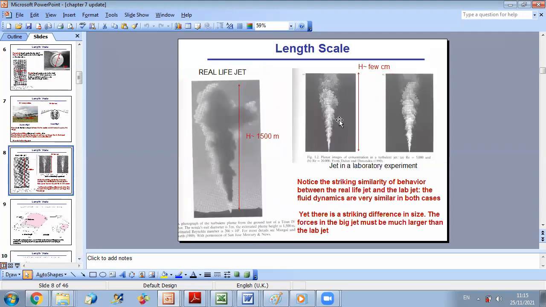So here, for example, as we were saying, we can perform a jet experiment in a laboratory that is a few centimeters in height, while the real life jet can be 1,500 meters in height. But as you can see here, if you compare the figures, the behavior is very close. So notice the striking similarity of behavior between the real life jet and the lab jet. The fluid dynamics are very similar in both cases. Yet there is a striking difference in size, and the forces in the big jet must be much larger than in the lab jet. But at the end, the dimensionless numbers will be the same for both. This is why you will be able to extrapolate results from your experiments to your real life case.